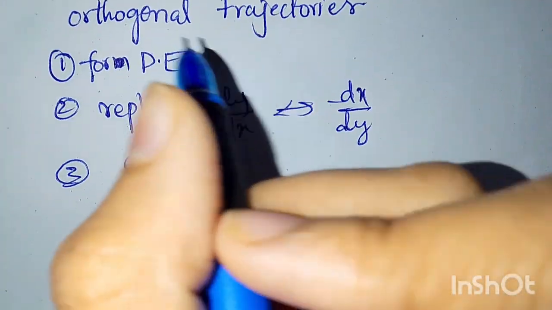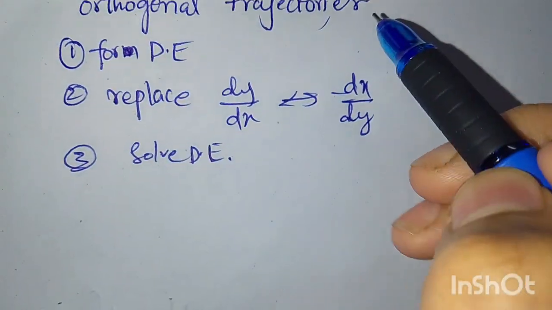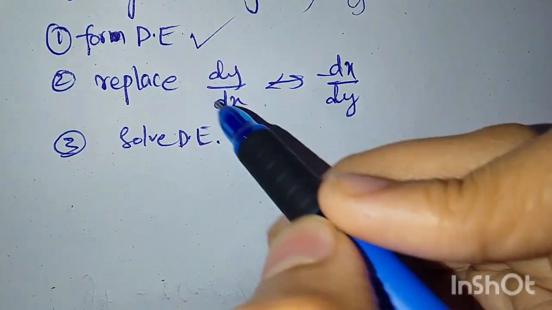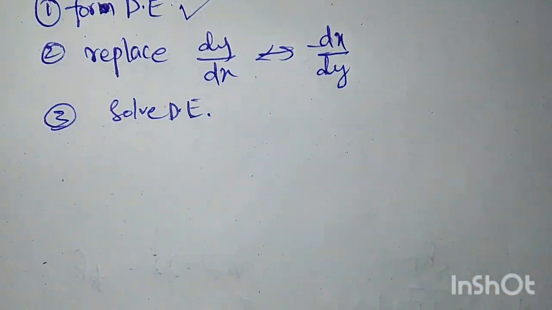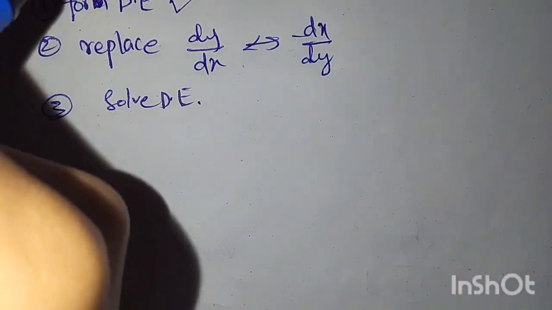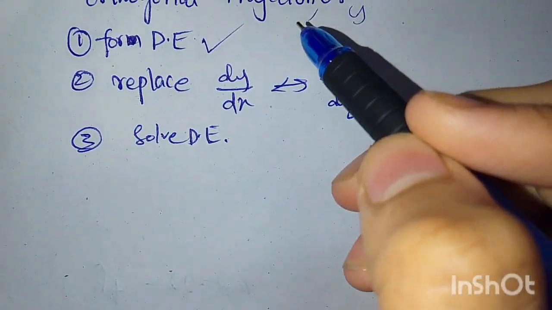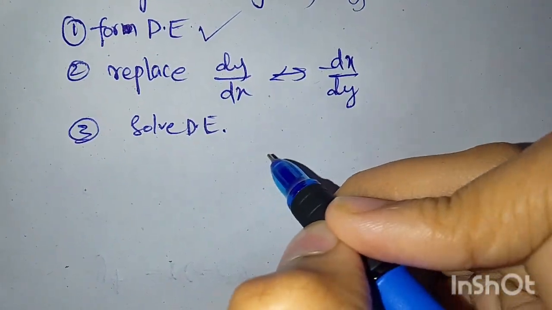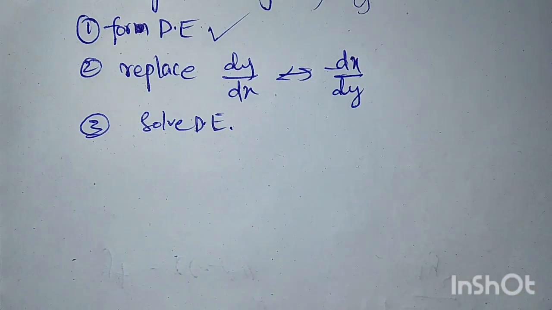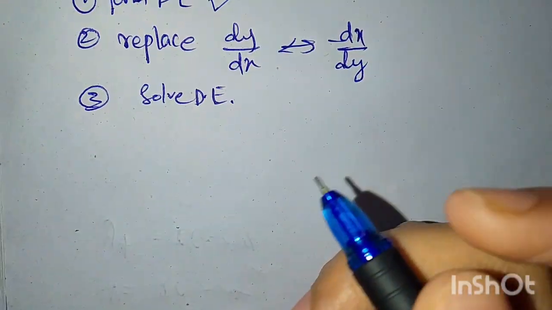Next, very important questions are from orthogonal trajectories. Only 3 steps we have to follow. First they will give you y is equal to something. So first you have to form the differential equation, and then when you form it you have to replace dy by dx with minus dx by dy. Then you have to solve the differential equation. Already in the basics of the chapter video, I explained how to form differential equations. How do we form? By doing one-time differentiation if the constant is only one, and then we eliminate that constant. So we'll see with questions.